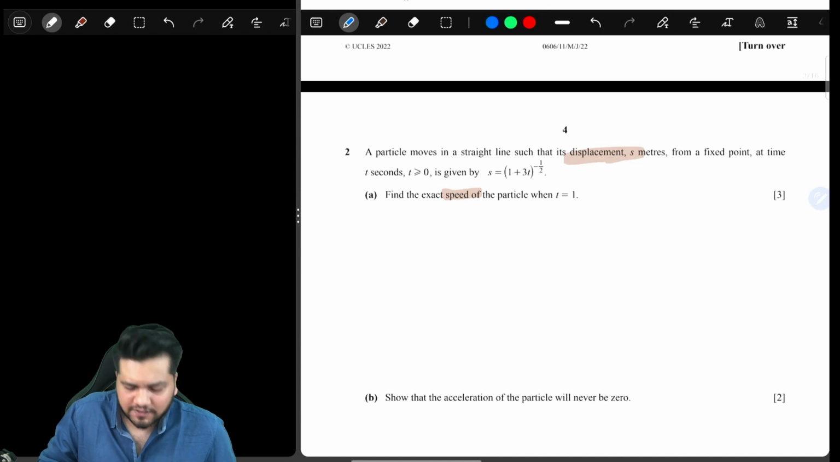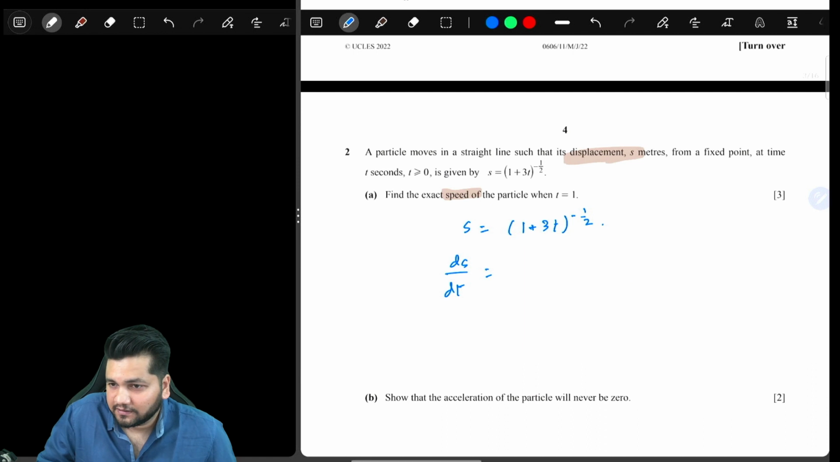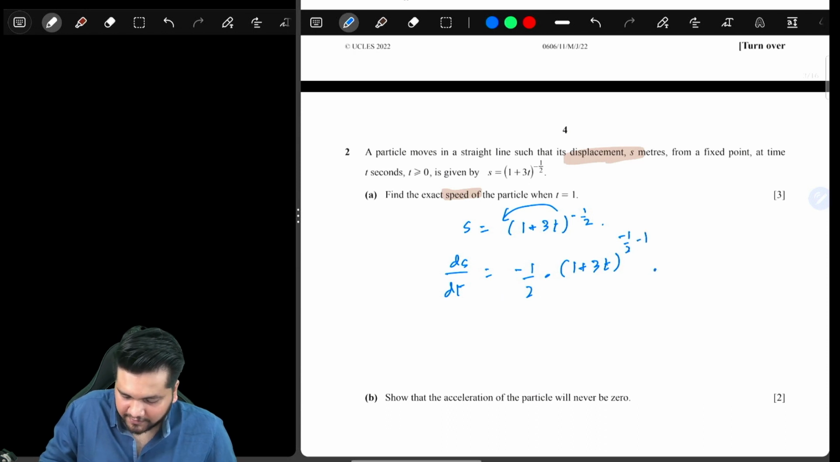So all you have to do is differentiate it. Now here s is 1 plus 3t to the power of minus 1 by 2. So you just have to differentiate it, ds by dt, which is going to be what? So here we'll have to apply the chain rule. So minus 1 by 2 will go down. So it's going to be minus 1 by 2 into 1 plus 3t to the power of minus 1 by 2 minus 1, into the derivative of whatever is inside. So it's going to be 3.